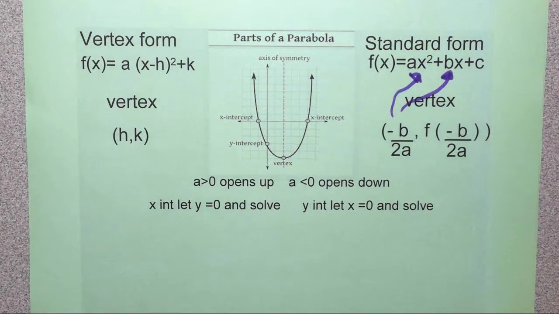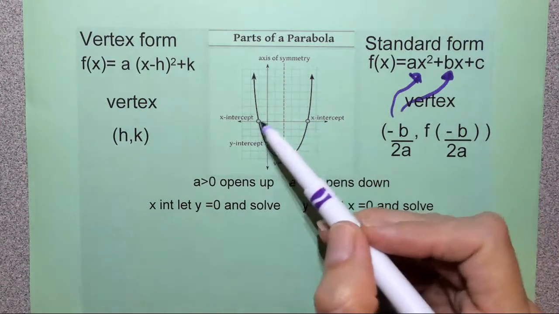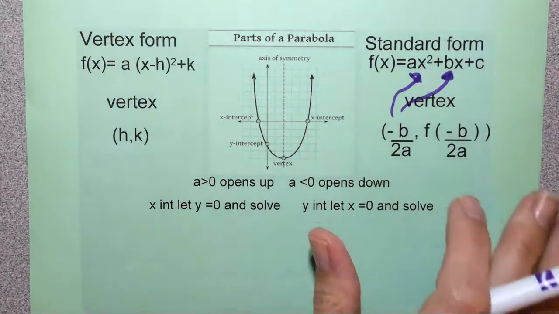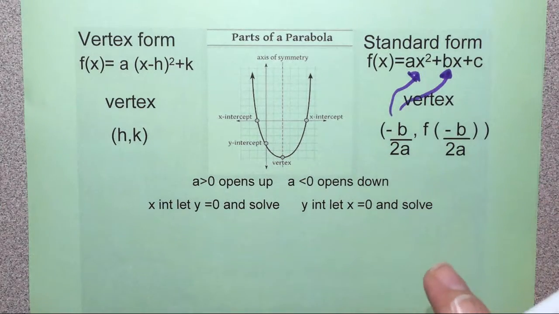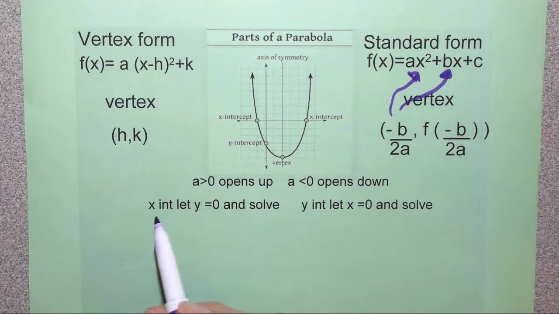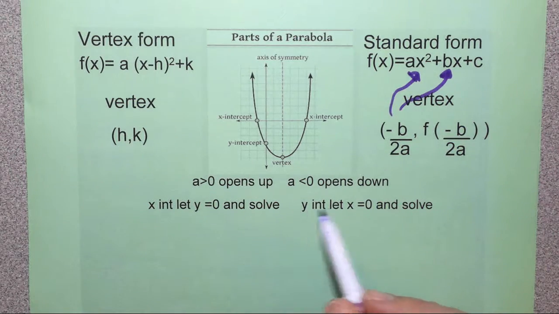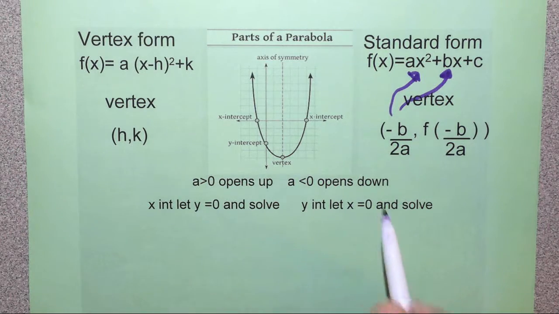If I ask you to find an x or a y intercept from a picture, you simply just write down the points of where it crosses the x and where it crosses the y. If I ask you to find the x and the y intercepts from an equation, then you're going to have to go do some algebra. To find the x-intercept, you're going to let y equal 0 and solve. This will usually involve factoring. To find your y-intercept, you're going to let x equal 0 and solve.